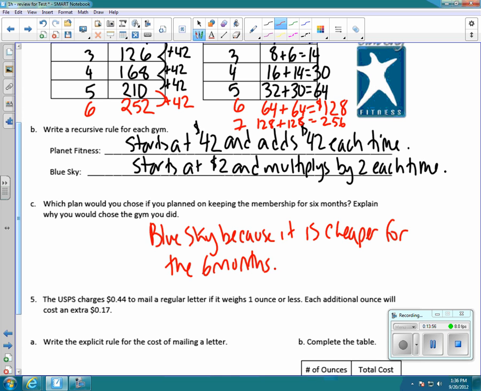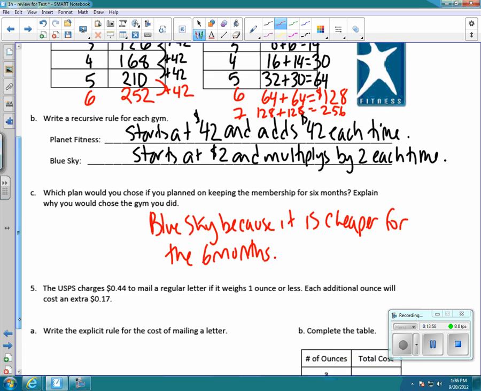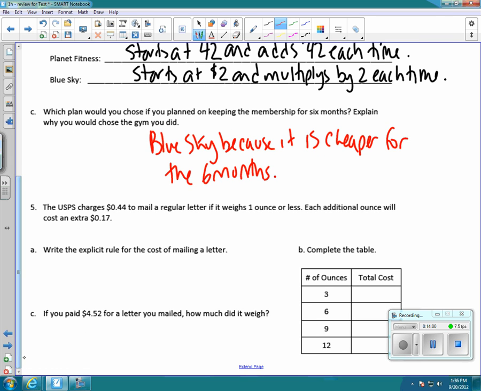All right, so USPS charges 44 cents to mail a regular letter. It weighs 1 ounce or less. Each additional ounce will cost an extra 17 cents. So they want us to complete the table and write an explicit rule for the cost of mailing a letter. Okay, so basically let's find out the value we're going to start at.